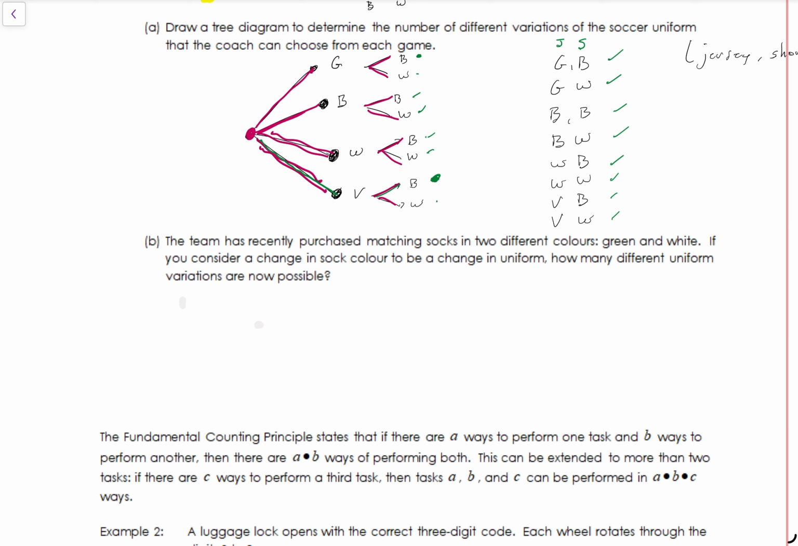What we notice is I have 8 possible variations. And if you take a look and you're like, well, how many choices did I have for jerseys? Well, I have 4 choices for jerseys, and I have 2 choices for shorts. So it does make sense that we have 8 possible different variations of our soccer uniform.